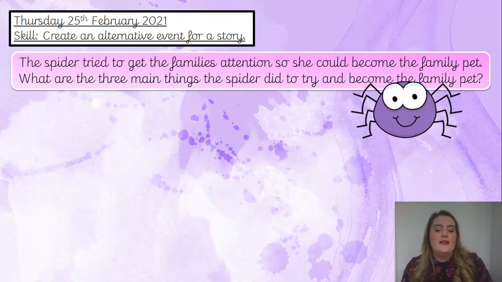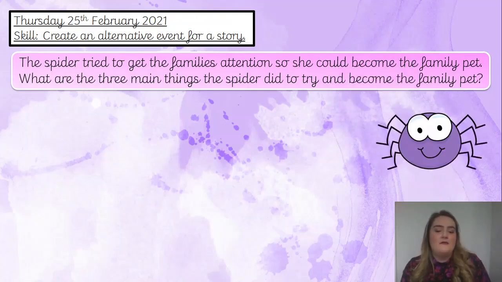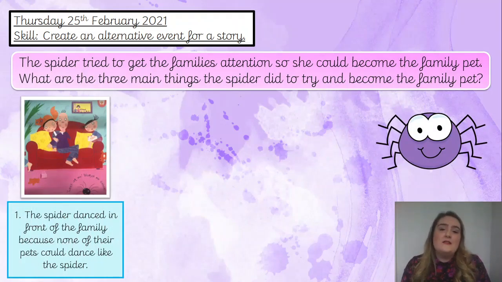So the first thing the spider did to try and become the family pet was dance in front of the family in the living room. And because none of their pets could dance, and how did the family react? Well done, they were very scared, weren't they?